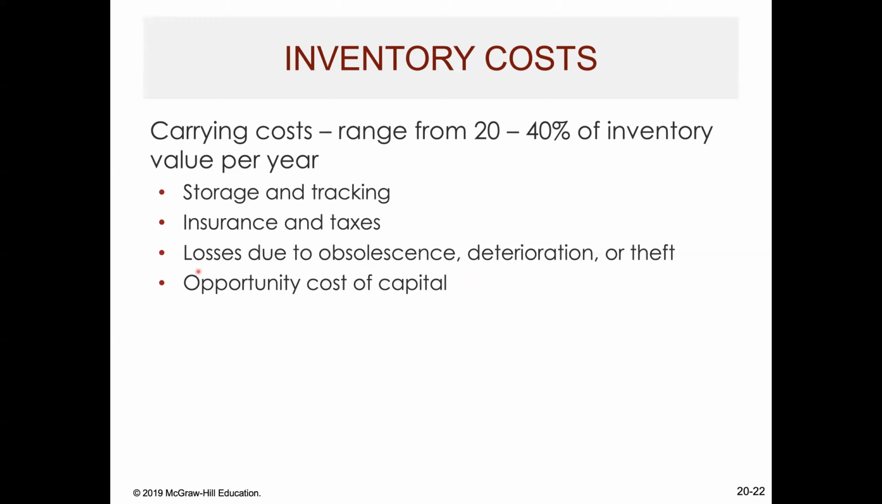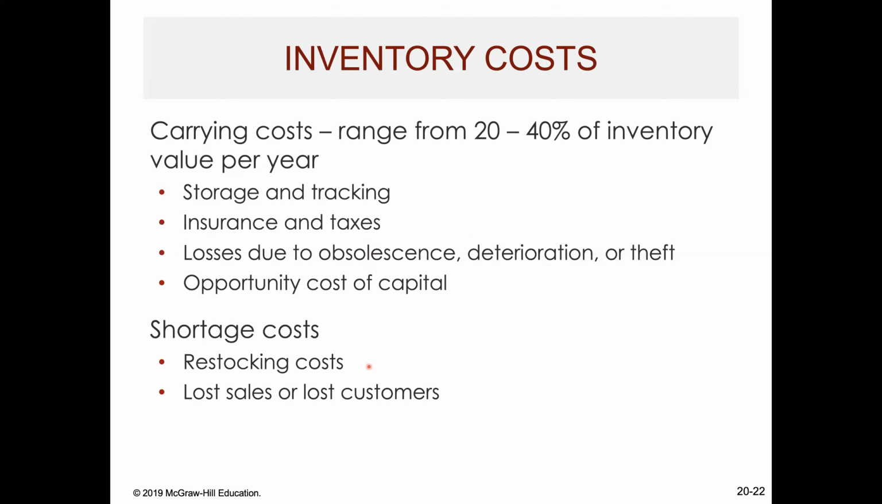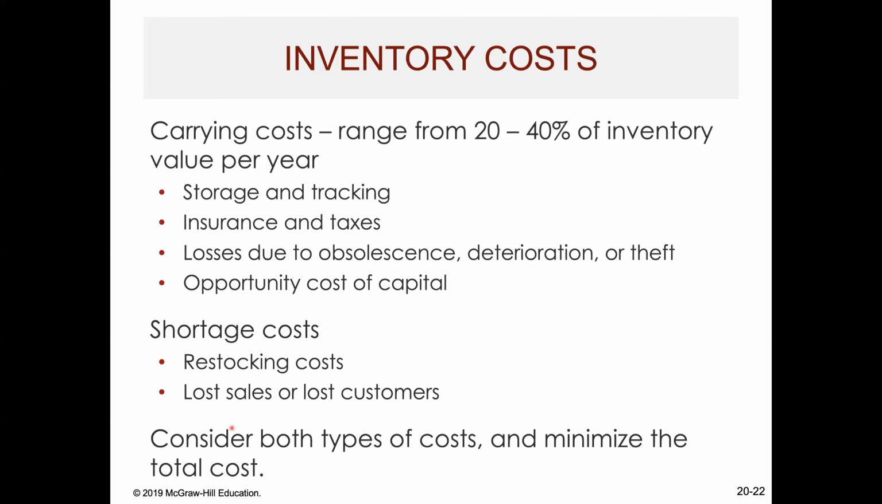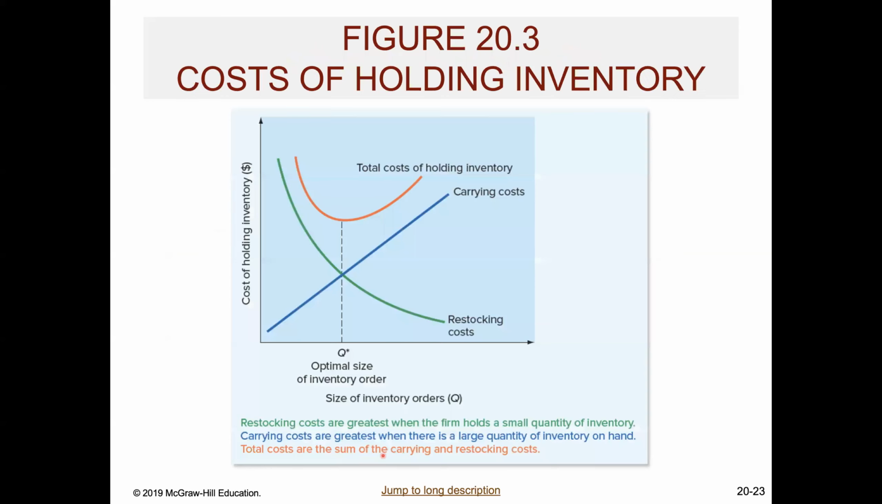Also, there's an opportunity cost of capital. If we have too much sitting in inventory, we paid money for that inventory. What could we have done with that money if it wasn't sitting in inventory? So those are the carrying costs. Now we're going to talk about the shortage costs. There are restocking costs, so reordering. Lost sales or lost customers. If you don't have it, they're going to go someplace else and buy it. So we have to consider both types of costs and minimize the total cost.